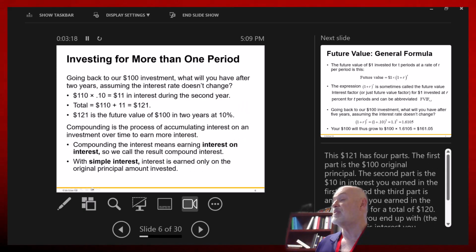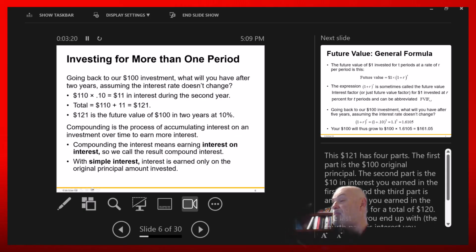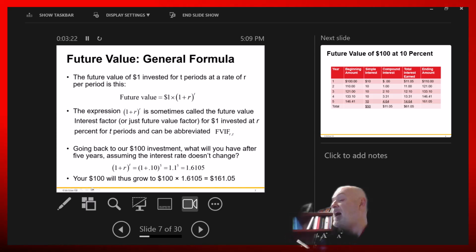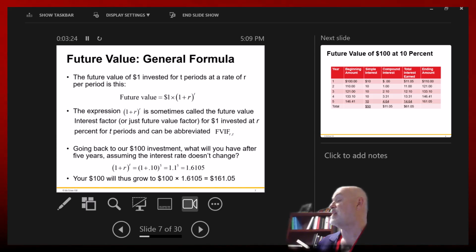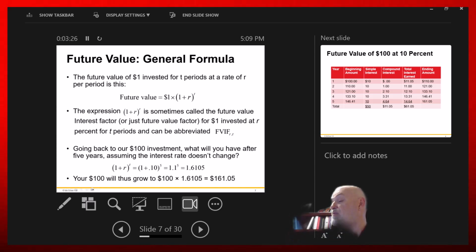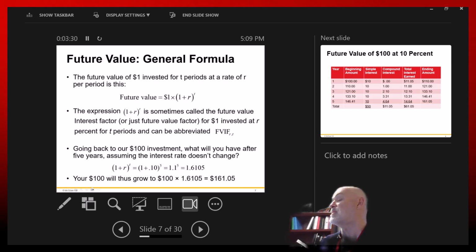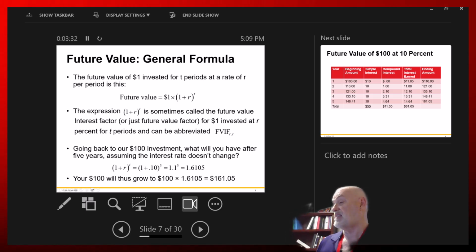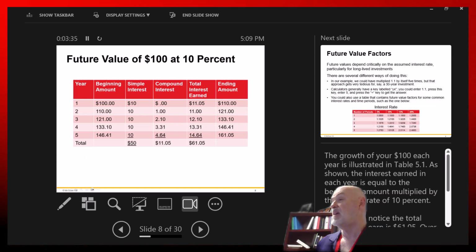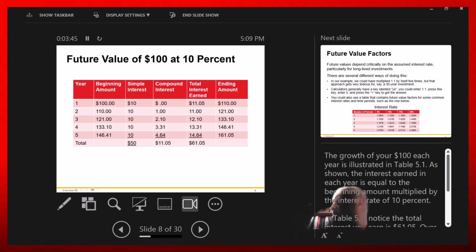So going back to the original investment, what do we have after 5 years, assuming the interest rate doesn't change? By utilizing this formula, we get 1.6105, or $161.05 after 5 years. Here is the future value of $100 at 10%, with the years, beginning amount, simple interest, compound interest, total earned interest, and ending amount.